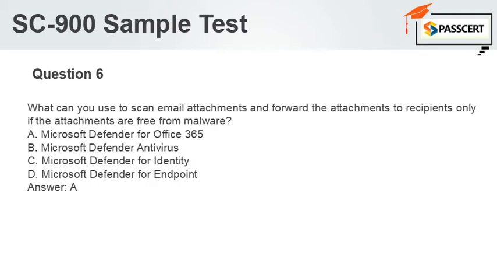Question 6. What can you use to scan email attachments and forward the attachments to recipients only if the attachments are free from malware? A. Microsoft Defender for Office 365. B. Microsoft Defender Antivirus. C. Microsoft Defender for Identity. D. Microsoft Defender for Endpoint. Answer: A.